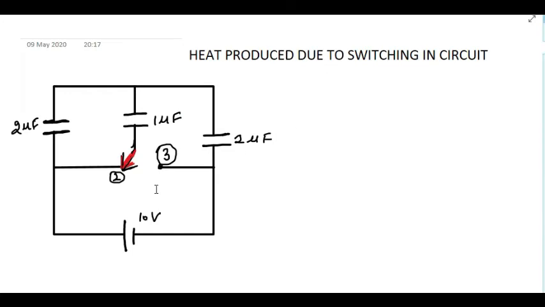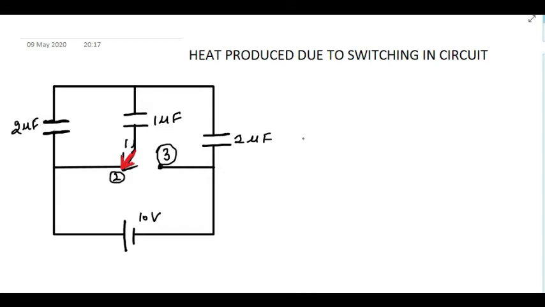In this problem we have taken a 2 microfarad capacitor, a 1 microfarad capacitor, and again a 2 microfarad capacitor, which is connected with the 10 volt battery. Initially the switch is closed between 1 and 2. I will name it 1. This is your 1 and this is your 2. After some time we disconnect it from 2 and connect 1 and 3. What happened in the circuit and what is the heat produced due to this switching?